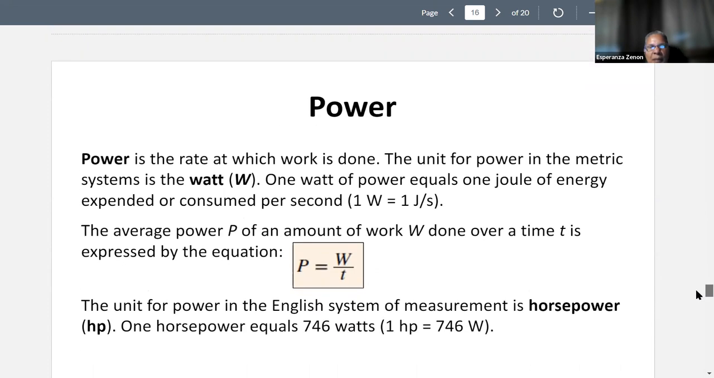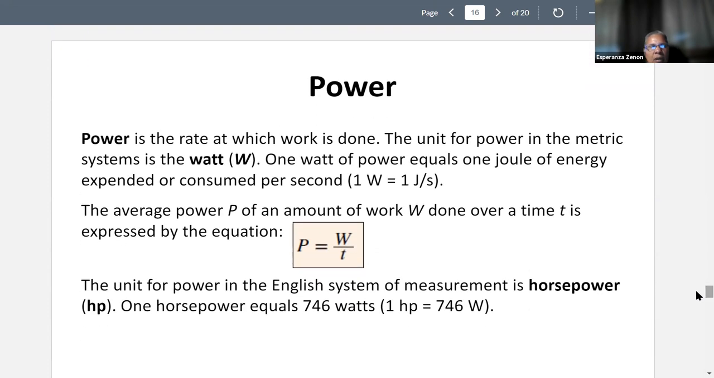And then the last property we'll look at here is power. Power looks at the rate at which work is done. So it's work per unit time. Be careful, because you can see here that they're using a W for work. And remember, to get work, you have to do what? Force times displacement, right? So you take the work that you calculate and divide it by the time.